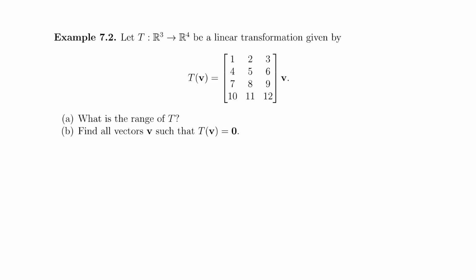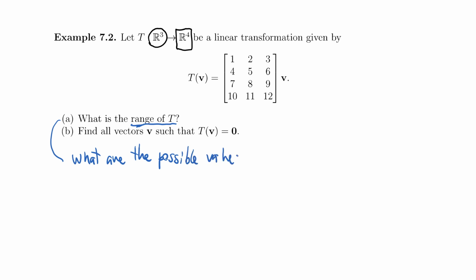So for this next example, I have a linear transformation from R cubed to R to the 4. This matrix is a 4x3 matrix, so it sends a vector from the 3-dimensional space to the 4-dimensional space. The first question asks me, what is the range of T? Well, the range of a function is basically asking what are the possible values of T of v.